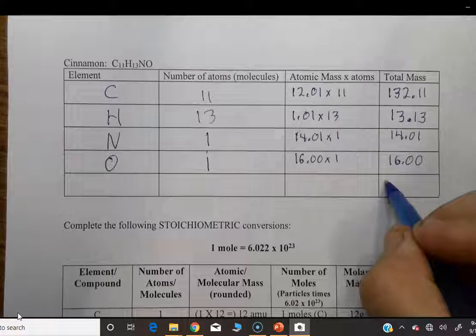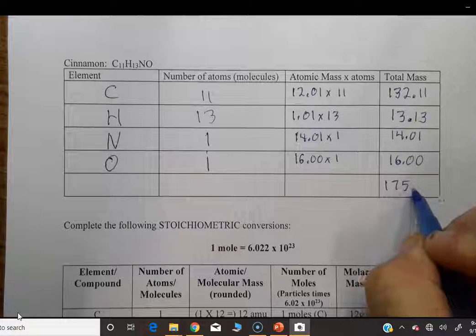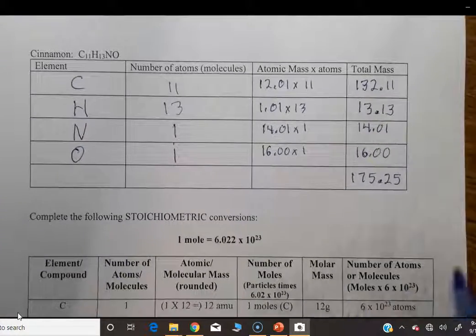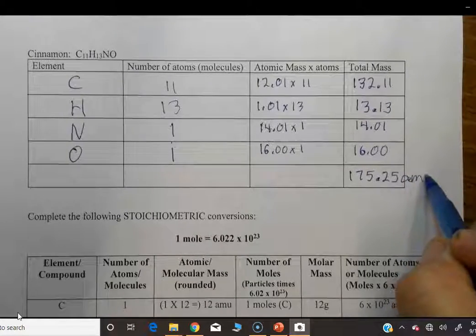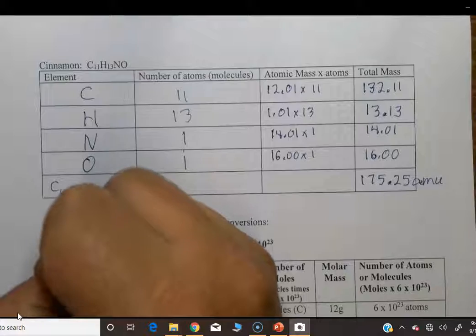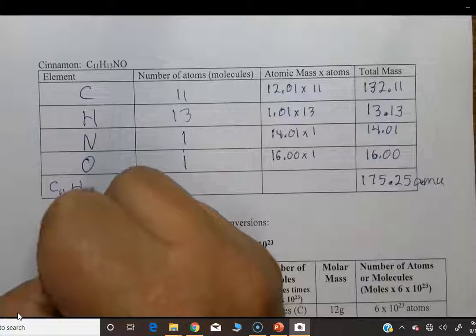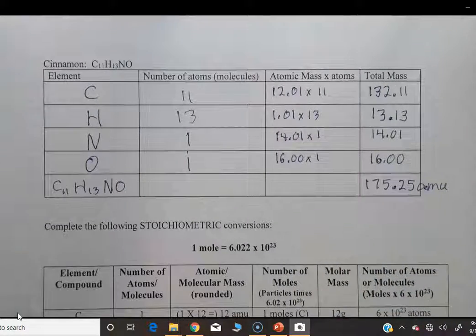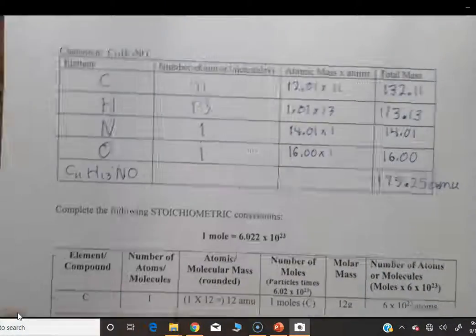Okay, and I get 175.25. Okay, so anytime you do one of these assignments like this, always be attempting the problem yourself before you watch me do it, okay? And there we go, and we should write this down here. And there's cinnamon.